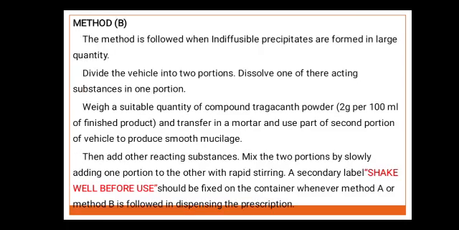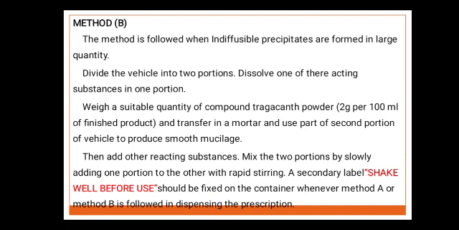Now method B. Method B is followed when indiffusible PPTs are formed in a large quantity. In this, again divide the vehicle into two portions. Dissolve one of the reacting substances in one portion. Means, one reacting substance is dissolved in one portion of the vehicle.